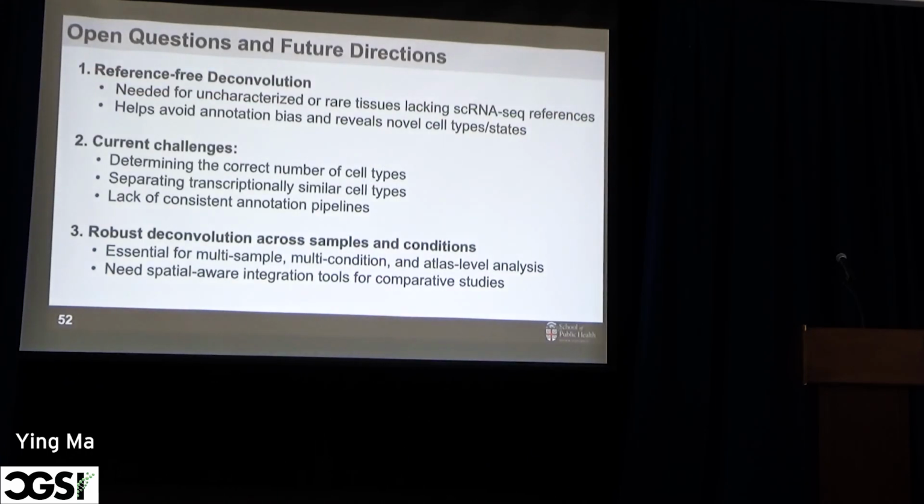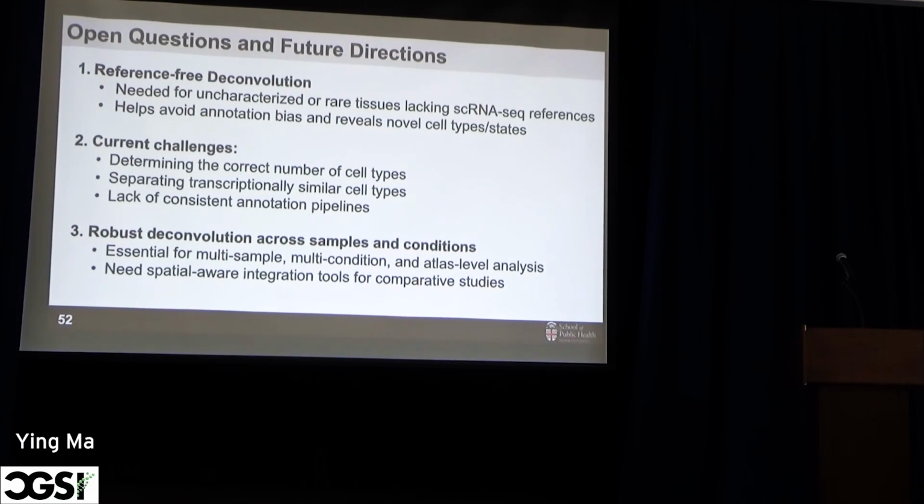Because the field evolves fast, I list some open questions and hopefully they can motivate some new ideas. The first one is definitely advancements in reference-free deconvolution. It is needed for uncharacterized or even rare tissues which lack single cell references, and it also helps avoid annotation bias and reveal novel cell types and states. The current challenge is determining the correct number of cell types. It's also challenging to separate transcriptionally similar cell types, and there is a lack of consistent annotation pipelines. And also robust deconvolution across multiple samples and multiple conditions.